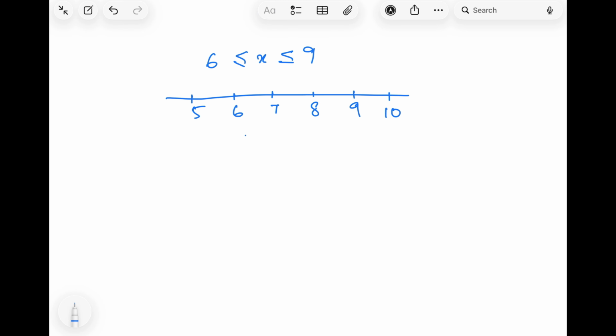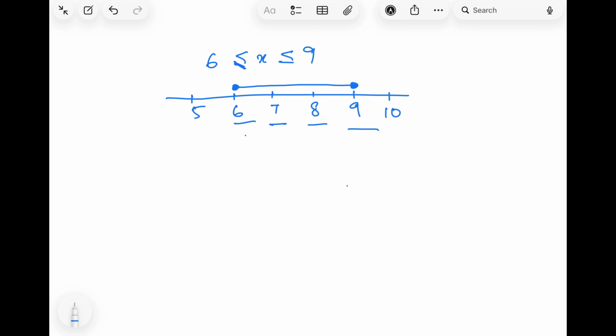Now the numbers which we want are 6 and 9, so just draw two circles on the numbers 6 and 9. I'm drawing it above the line so that it is visible for you, and then we will join them. That means x is going to range from 6 to 9. It can be 7 and 8, but it is also given equal to, which means x can also be 6 or 9. That means wherever we have equal to, you color the circle also. If there is no equal to, we don't color the circle.